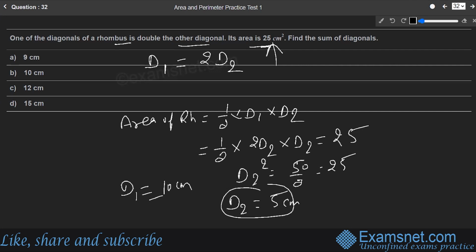Okay, so both the diagonals' lengths have come. He's asking to find the sum of diagonals. So the sum of diagonals is nothing but D1 plus D2, that is 5 plus 10, that is 15 centimeter is the sum of the diagonals. Let's see where it is available. It is available in option number D, so it becomes the right answer there.